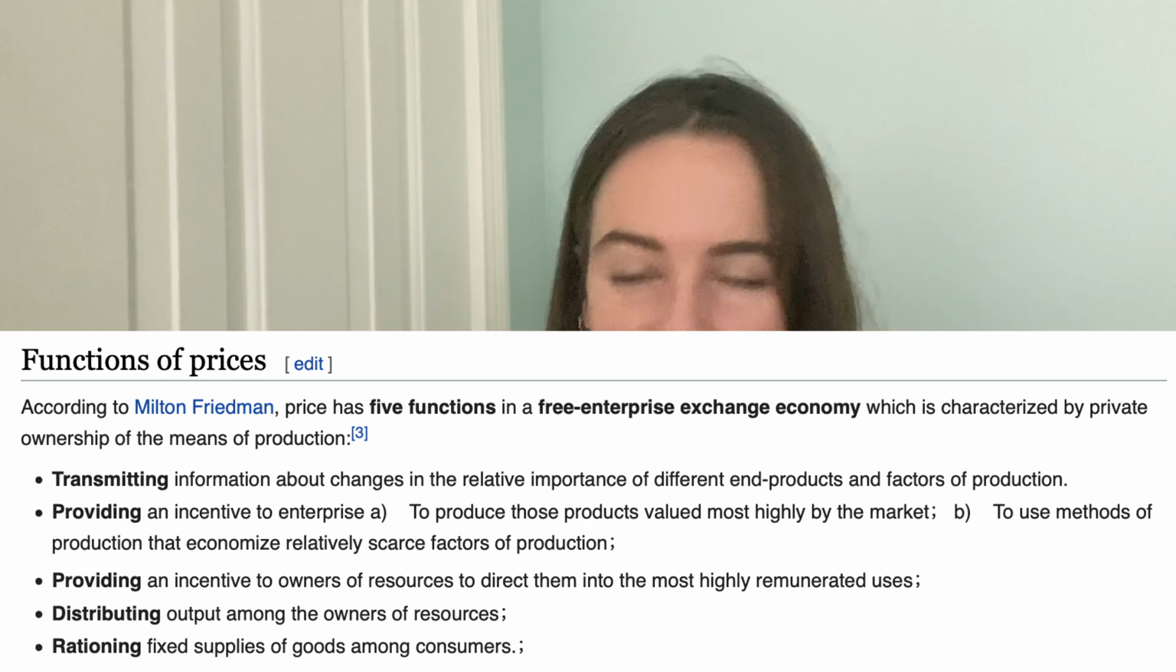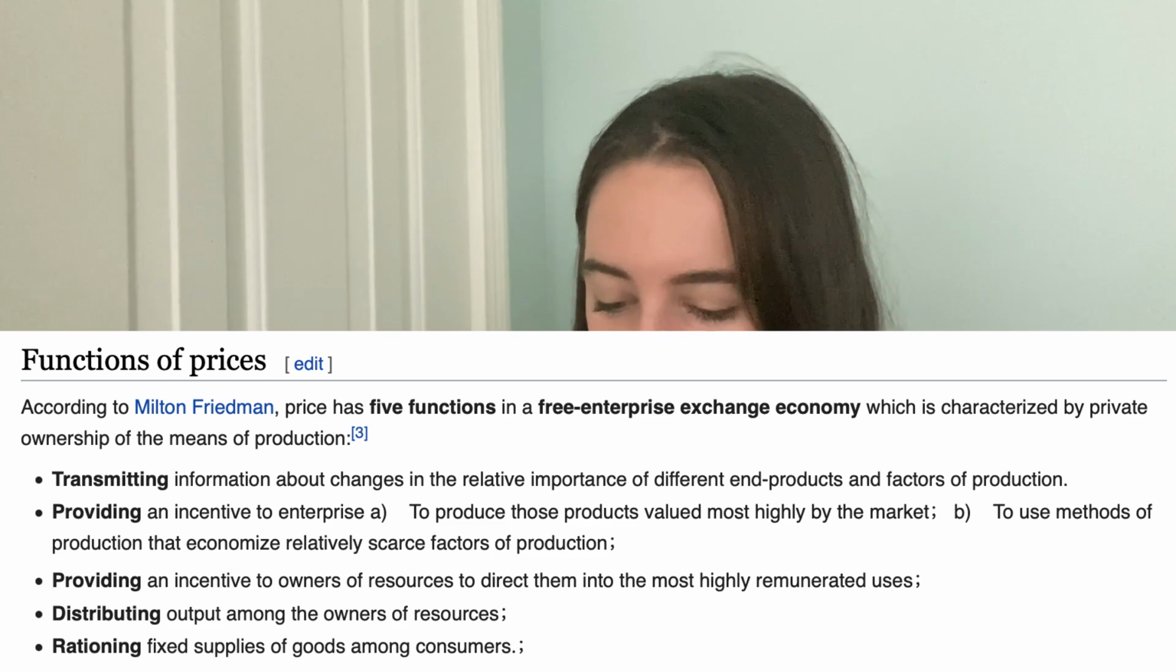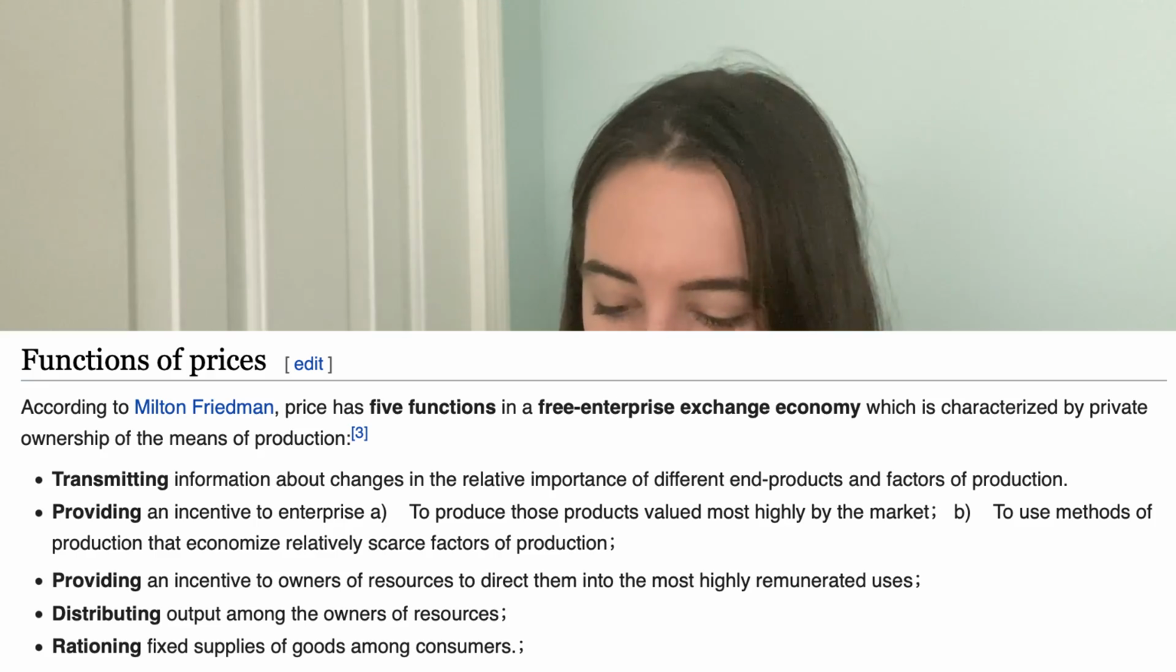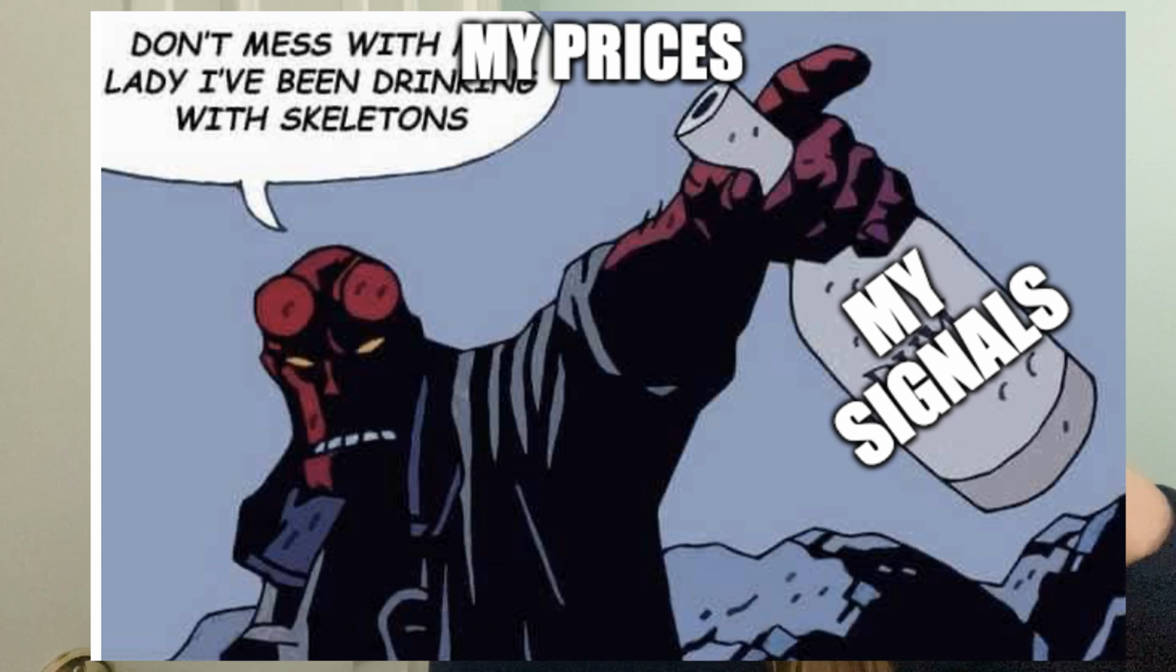Milton Friedman, who I used as like maybe not a good example, but here's what he said about prices: that they transmit information. They provide incentive to enterprise, they provide incentive to resource owners, distribute support to owners of resources, and they ration fixed supplies of goods to consumers. So price controls can be good, right? Like during an emergency, it's a good thing, but they can also be really, really bad because they distort those signals that people rely on them to send. So when you mess with prices, you mess with signals.